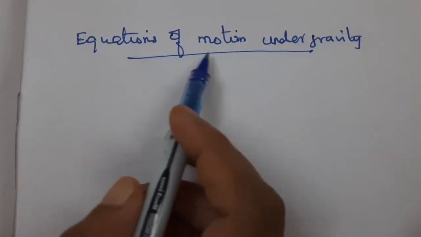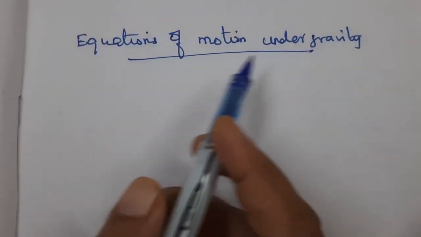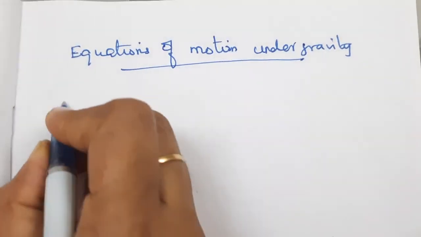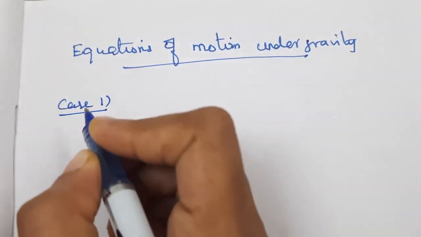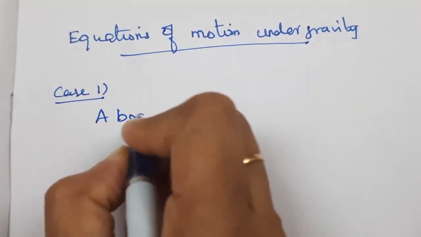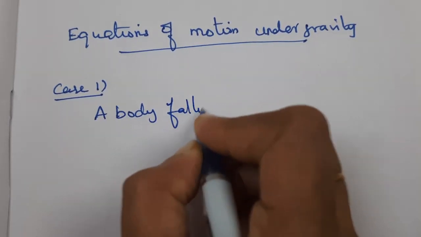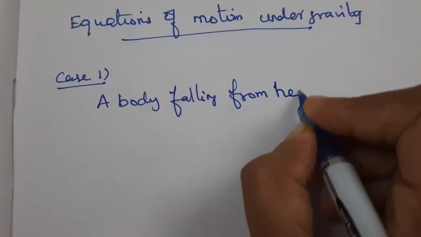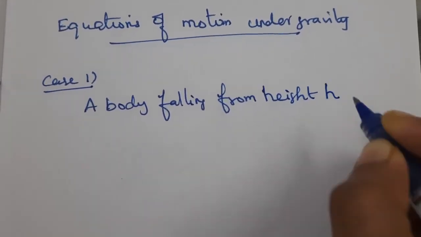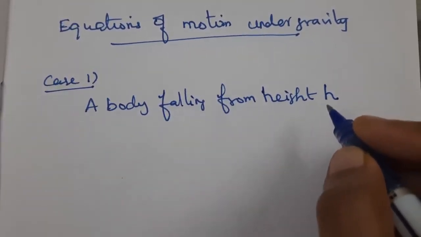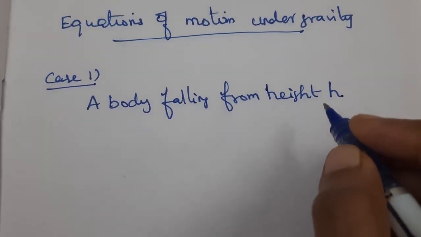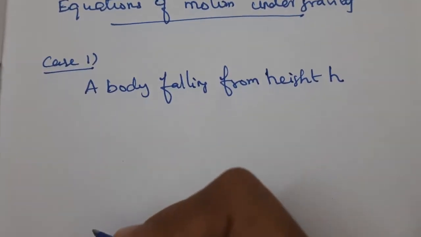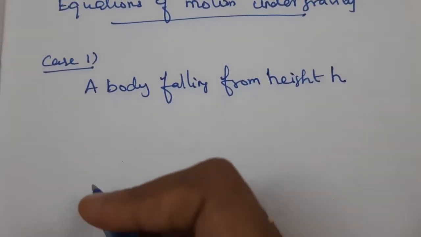Let's see equations of motion under gravity. That is some of the special cases. Equations of motion under gravity. Case 1. A body falling from a height h. So consider an object of mass m falling from a height h. Assume there is no air resistance.